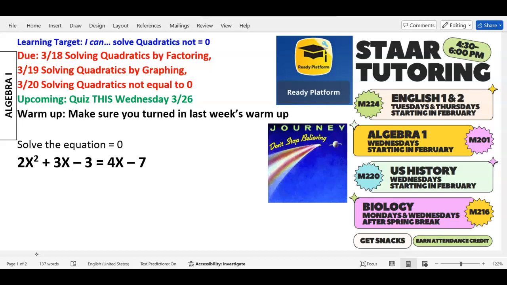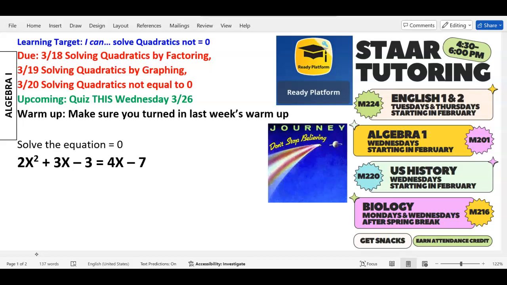Make plans. Wednesday, come after school. Okay, we have a STAR test coming up. We want to pass it. Please come. Please make plans to come. If you need hours for absences, you can also get hours. And it's free snacks. Snacks, hours. Very important. Okay.